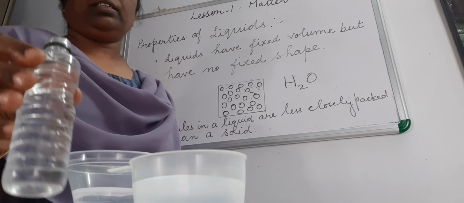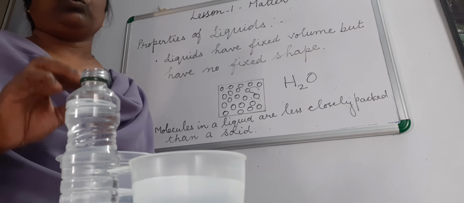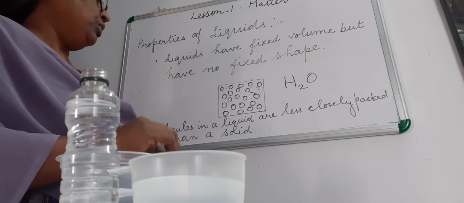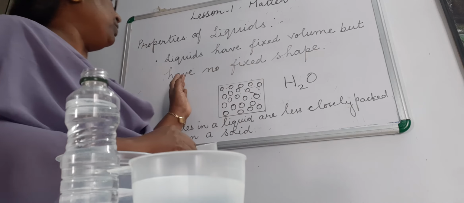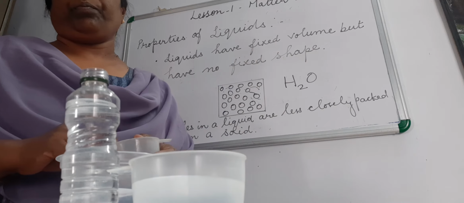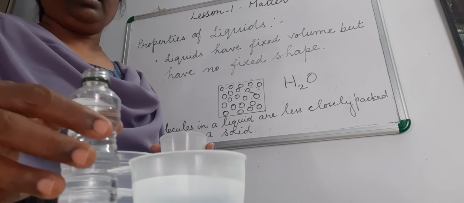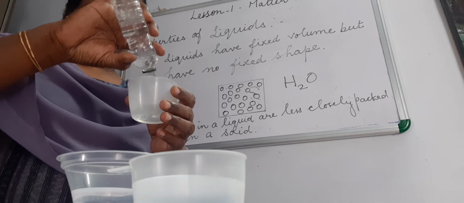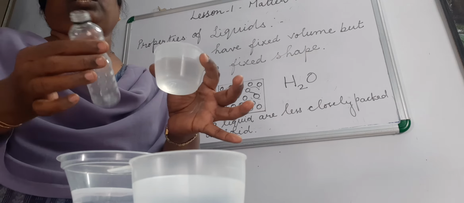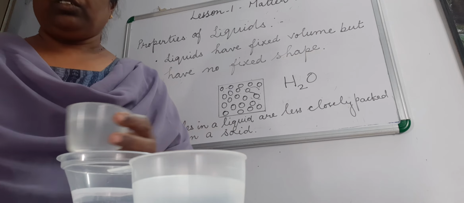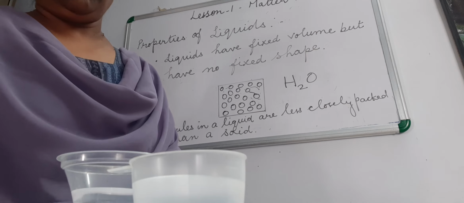It shows that liquid does not have its own shape. Liquids have no fixed shape, but they take the shape of the container. And when you pour it in, the volume is the same. Volume is fixed, but shape is different. So today we learned the properties of liquids.